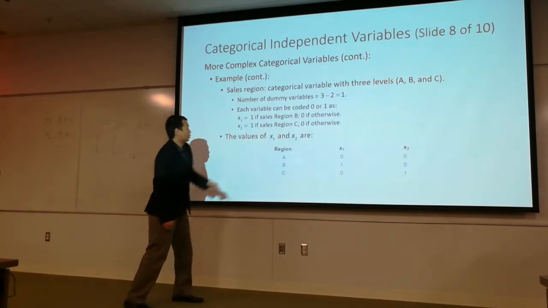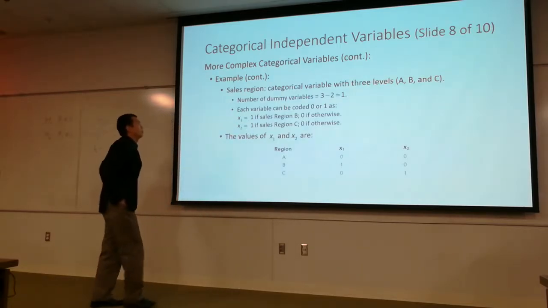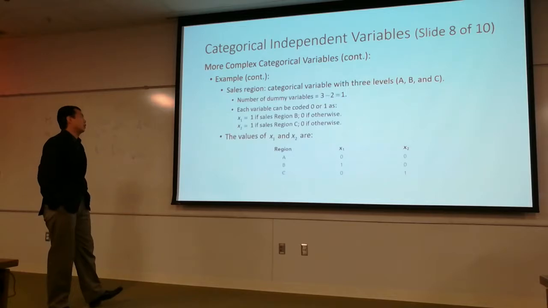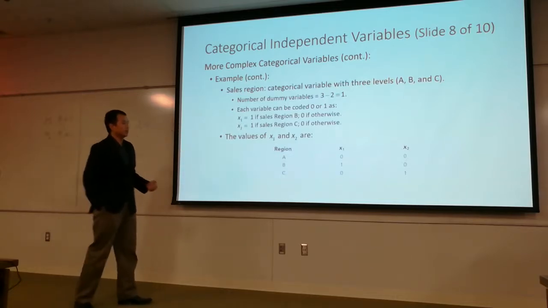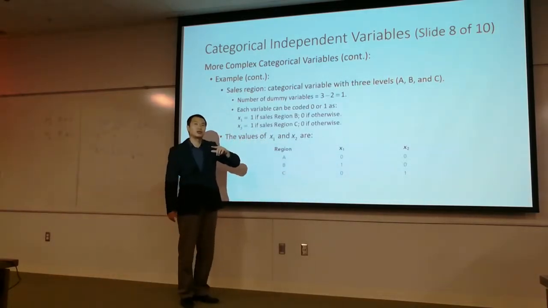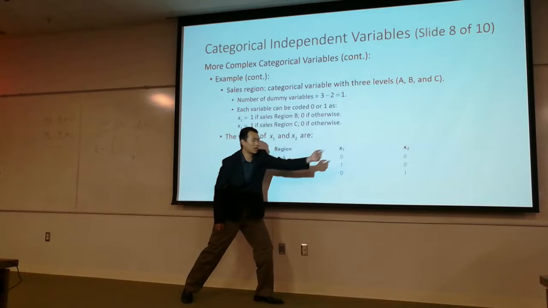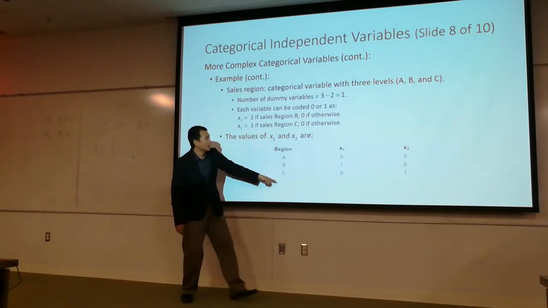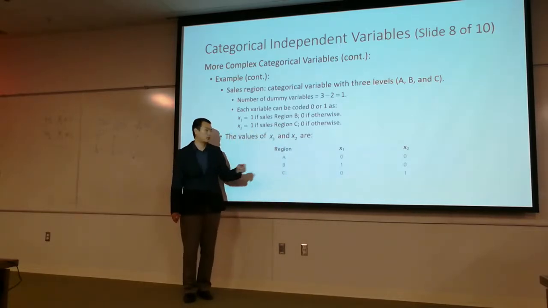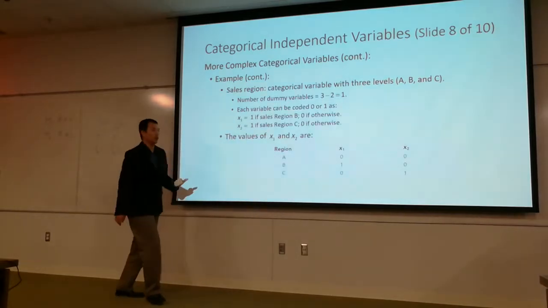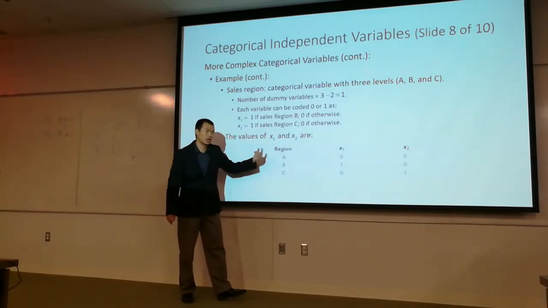So x1 and x2. x1 is equal to 1 if the sales region is B, 0 otherwise. x2 is equal to 1 if the sales region is C, 0 otherwise. If both variables are equal to 0, we are talking about region A. If x1 is equal to 1 and the other is equal to 0, we are talking about region B. And if x1 is 0 and x2 is 1, we are talking about region C. So with 3 levels, we only need 2 variables. Those combinations represent different regions.